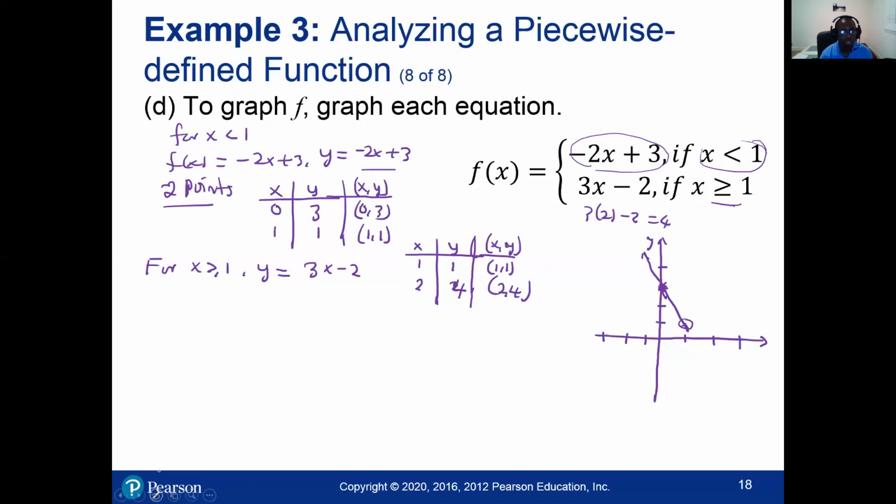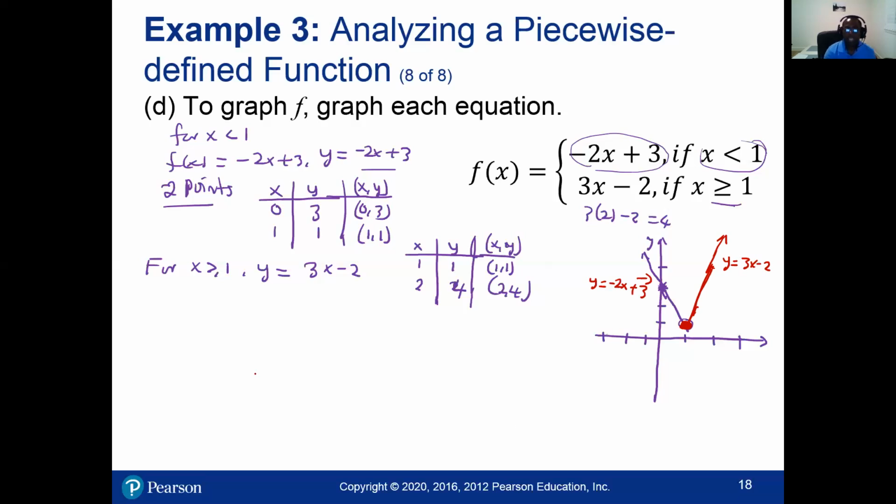I'm going to change the color to draw the other one. For the other one, it has 1, 1. When x is 1, it is part of the domain. So this point, we're going to close it. All right. And then we have 2, 4. 2, 4 is here. And so we draw this point. That's the line. So this goes up. This is for y is equal to 3x minus 2. And this graph is y is equal to negative 2x plus 3.